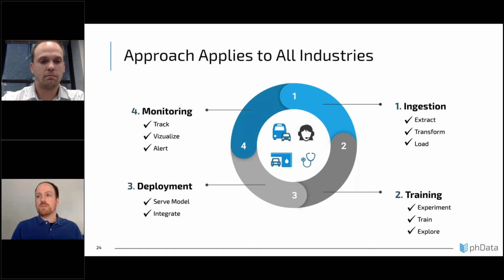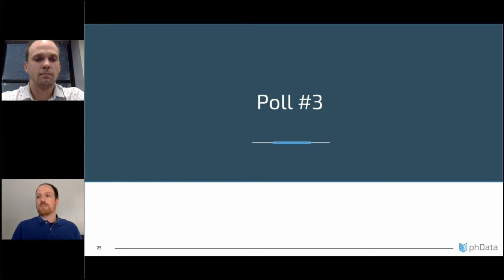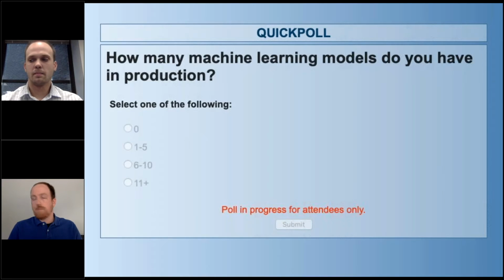And with that, we're going to go to our third poll, and here we're going to be asking about the machine learning models that you have in production. Kind of get a sense of how mature everyone is.